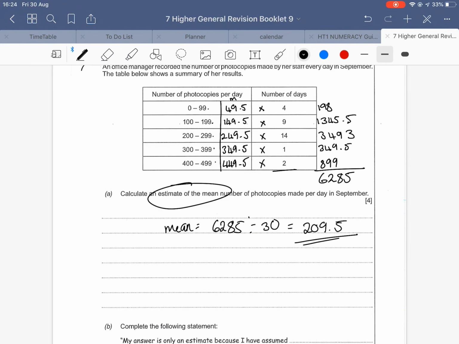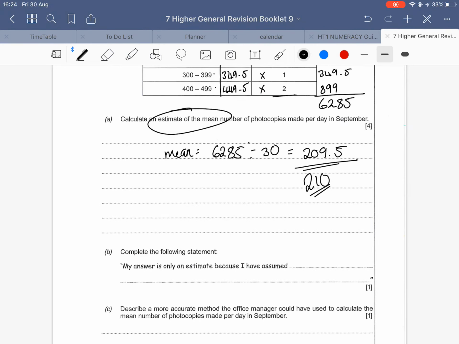Obviously you couldn't make 209.5 photocopies, like you can't make half a photocopy. So if you want to round that to 210, really, we should, because you can't make half a photocopy.